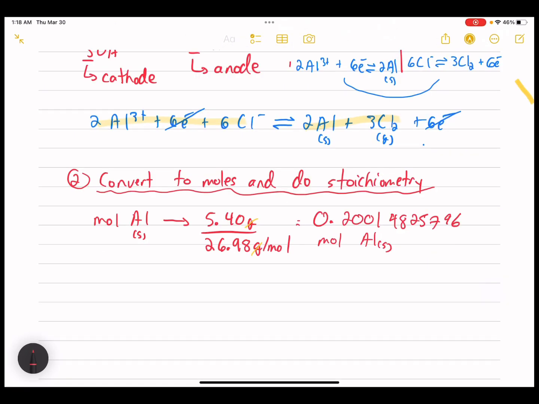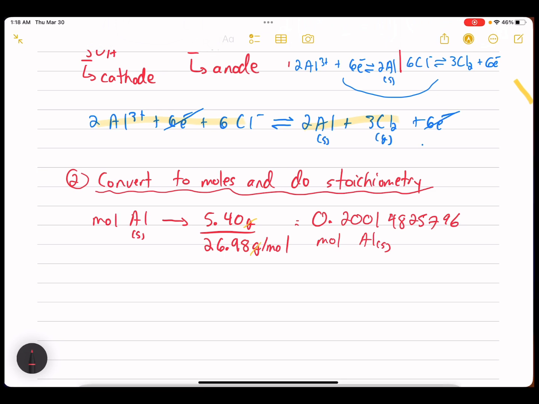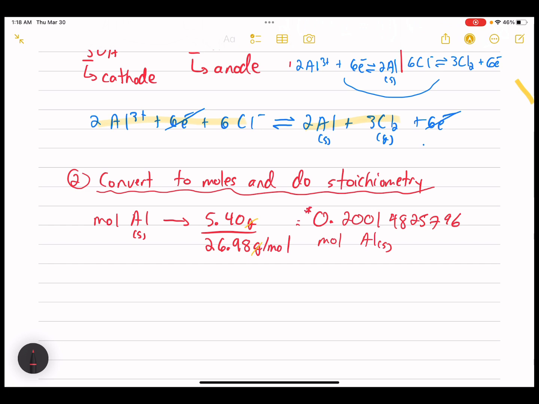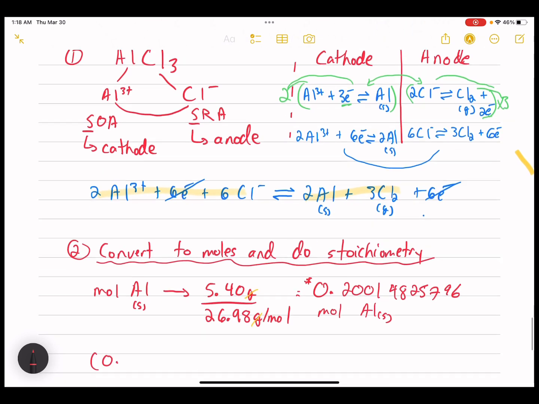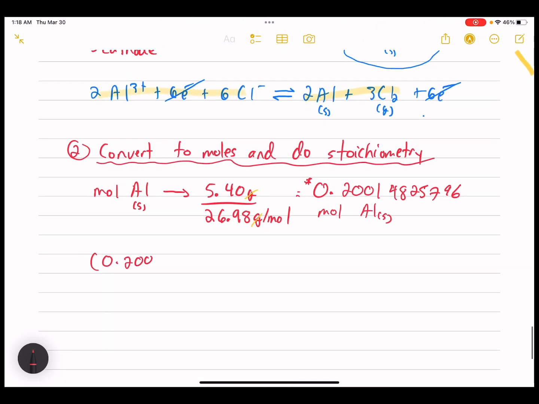So the next thing we're going to do is convert moles and do the stoichiometry with those moles. So we have 5.4 grams of aluminum given in this problem. So we divide by the molar mass, and that gives us 0.20014825796 moles of aluminum. And so with this amount over here, we're going to do the stoichiometry in order to find what the question wants, which is the mass of chlorine produced at the anode. So we're going to go 0.200148. Remember, we don't round until the very end. As inconvenient as that is, we have to be consistent.